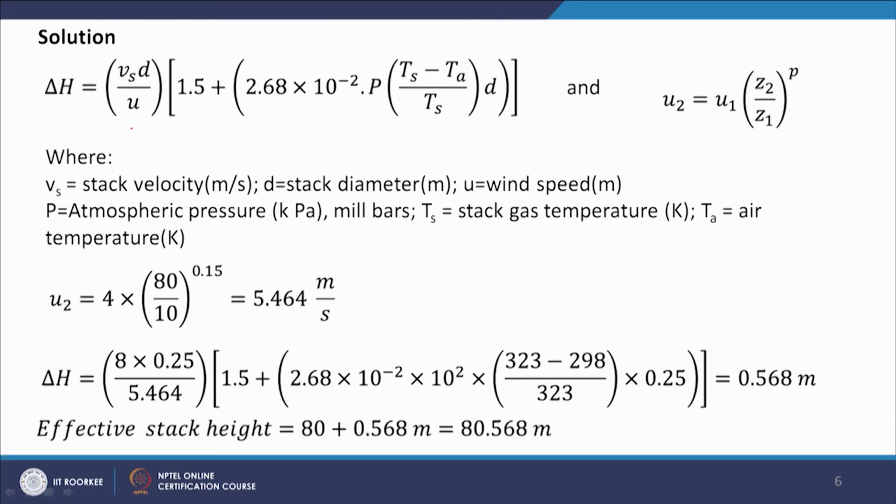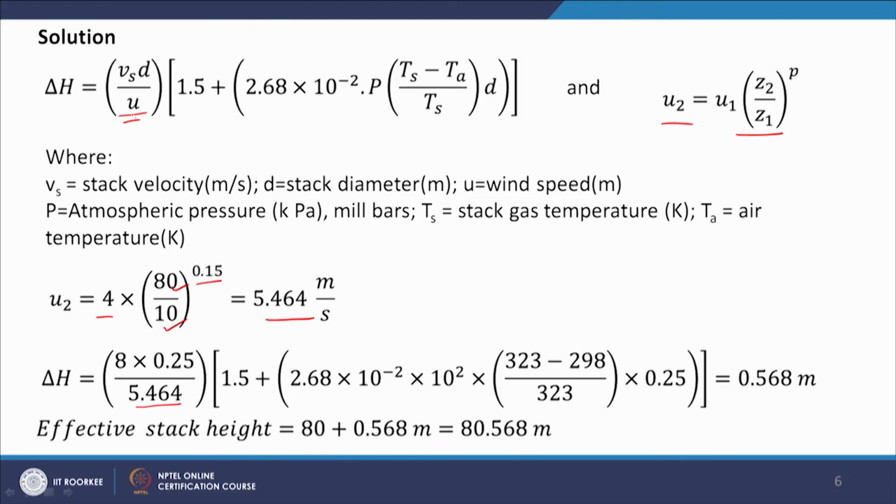How? So, del H equals this expression. So, we have to calculate the U value first. So, U is equal to U 1 into Z 2 by Z 1 to the power p, p value is given. So, p value is given, we do not need to refer any graph or table. So, we will be using this formula directly, u equals u 1 into Z 2 by Z 1 to the power p. So, 80 meter and 10 meter height, velocity is 4. So, u equals 4 into 80 by 10 to the power 0.15, that is 5.464 meter per second, and then for del H we will put all the others. So, this is 5.464, that is equal to u.